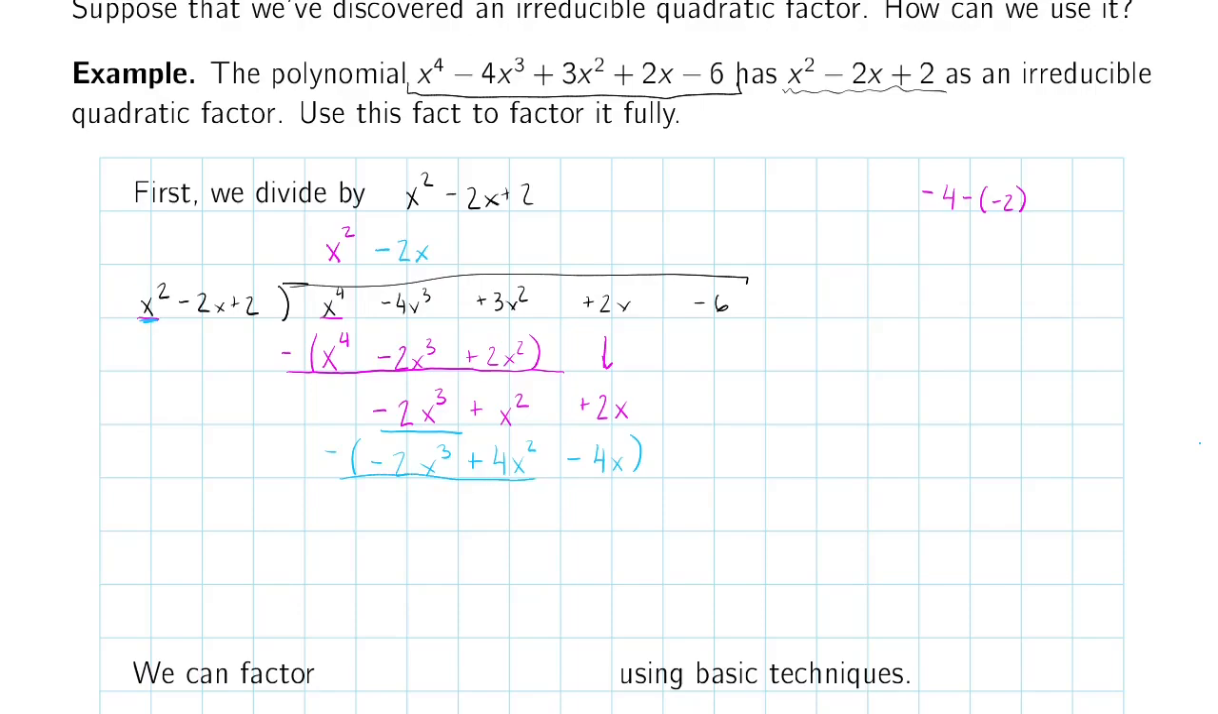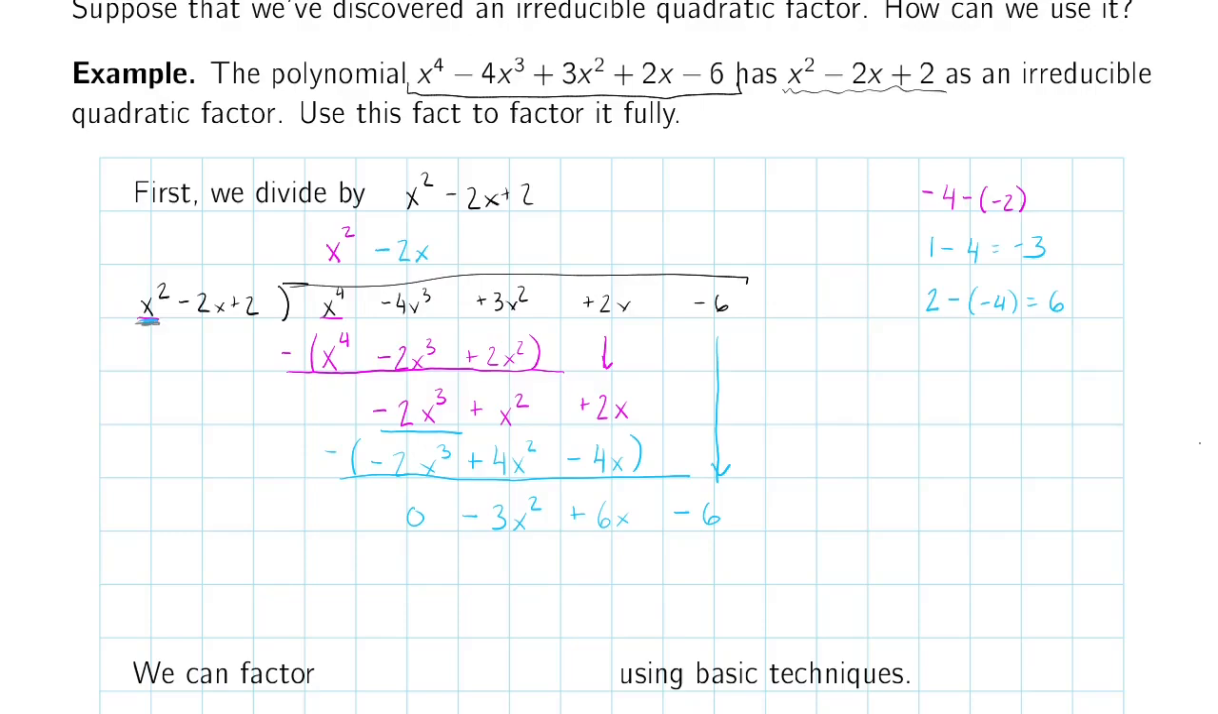And now I'm subtracting again. So negative 2x to the third minus negative 2x to the third is 0. X squared minus 4x squared, I'm saying 1 minus 4 is negative 3. I'll have negative 3x squared. And then 2 minus negative 4 is positive 6. So I'll have plus 6x. Finally, I'll bring down that last negative 6.